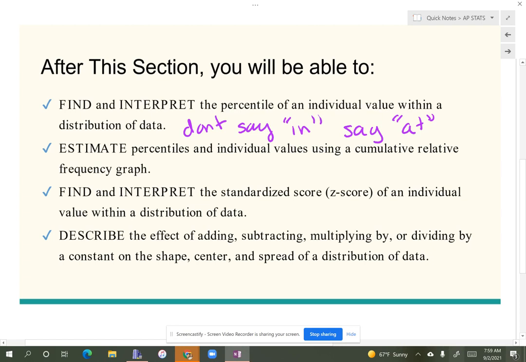So we're going to learn about percentiles. We're going to figure out exactly what percentiles are, but we're also going to estimate percentiles and individual values using a cumulative relative frequency graph, which can be helpful. The next thing we're going to do is learn about z-scores, and z-scores give us some more information on location in a distribution. And then the last thing we're going to do is describe the effect of adding, subtracting, multiplying, or dividing a constant to the data. What happens to the shape, center, spread, and distribution of it.